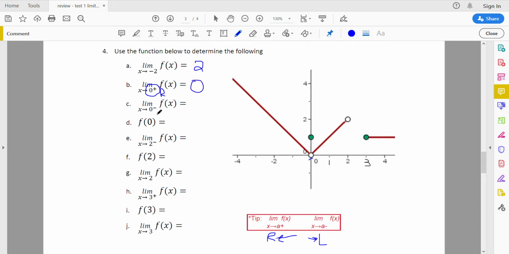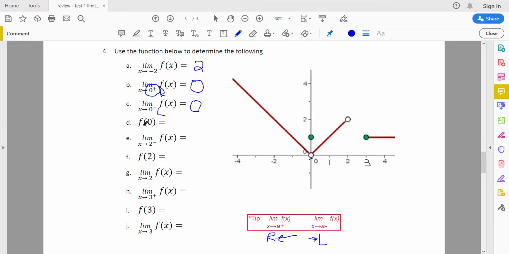Now my next question, I'm asked again for the limit as x approaches 0, but this time from the negative side, so from the left-hand side. I'm still coming towards this spot, but I'm going to take the left piece of my graph instead. With this one, both sides go to the same value, which is fine, but it's important that the negative is telling me I need to go from the left-hand side, from the left of that point. So that's 0 as well.